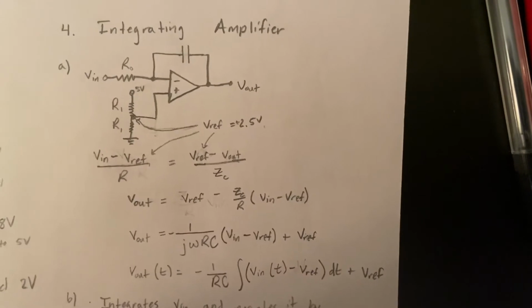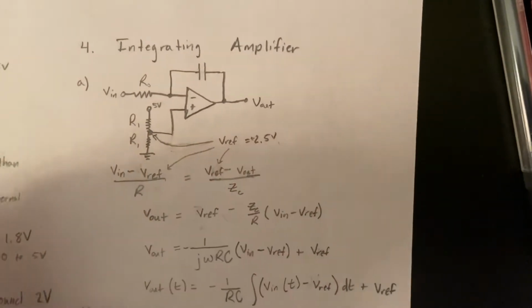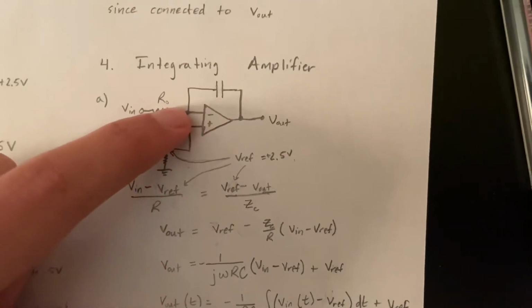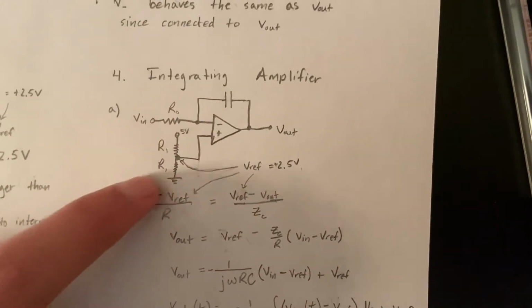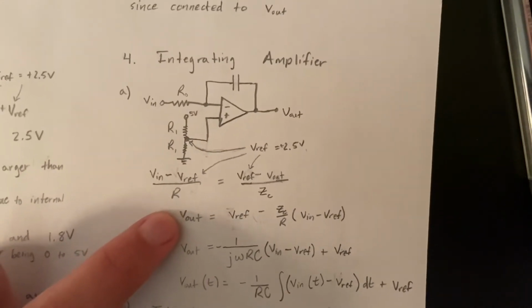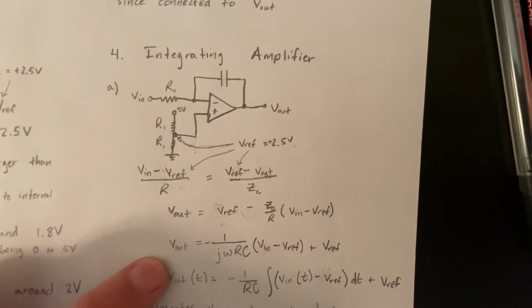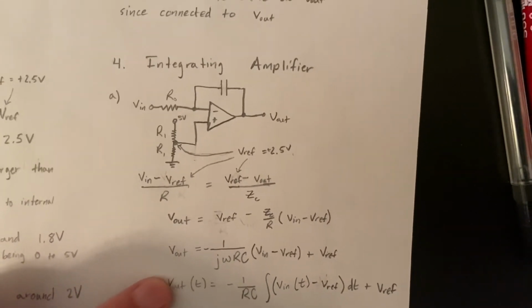Here we have the derivation for the integrating amplifier. As you can see, we're analyzing the voltage at this node here, and you have this reference voltage of 2.5 volts. And when you go through the algebra, you end up with something in the frequency domain, and if we integrate, we're able to get that into the time domain.